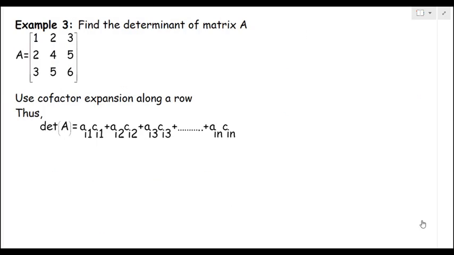The third example of the lesson is that we are going to determine the determinant of matrix A, that is 1, 2, 3, 2, 4, 5, 3, 5, 6. And for this question, we are going to expand along a row.